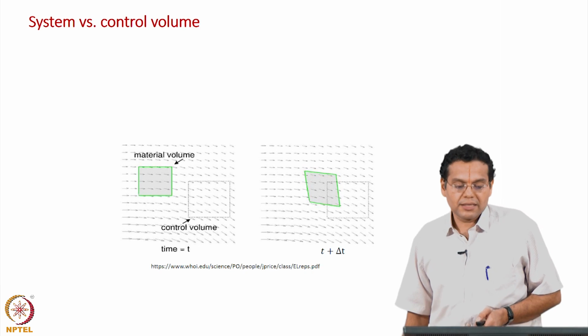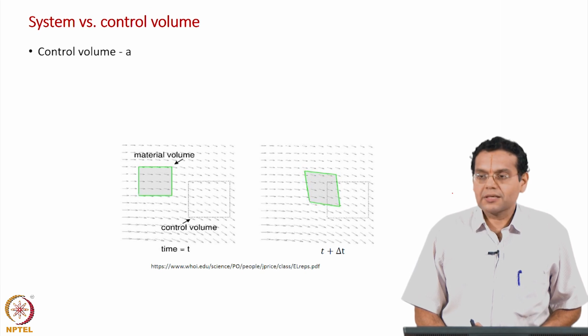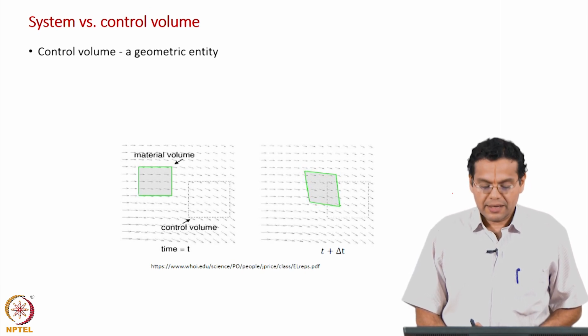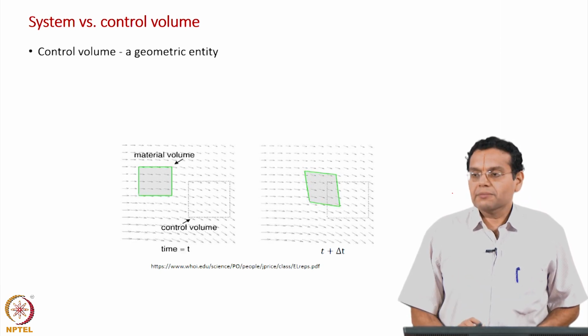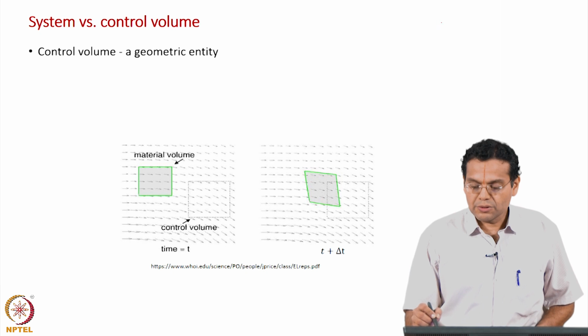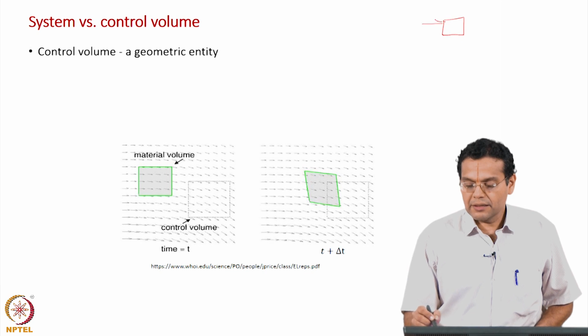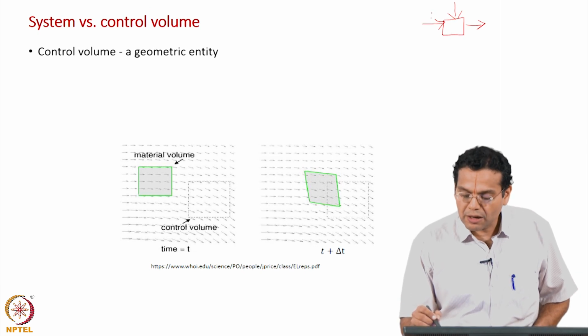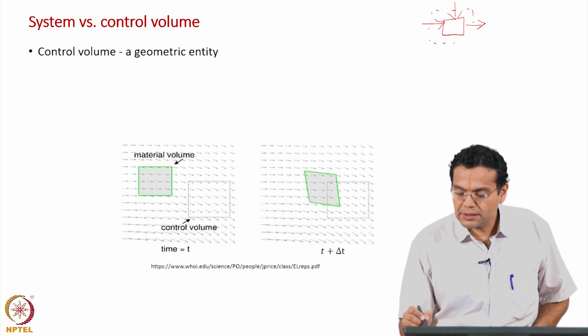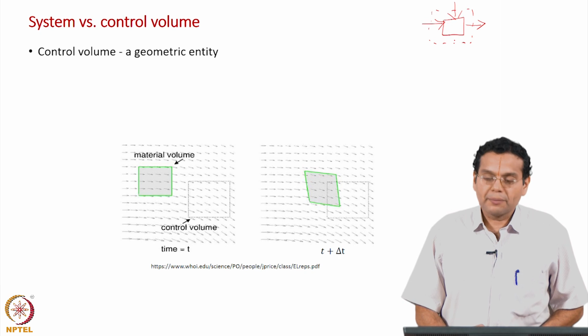Okay. Now, let us see what a control volume is. First, a control volume is a geometric entity. Why is it a geometric entity? Control volume is something you would have used very frequently in your process calculation course. For example, you would have taken a mixing tank, where two streams are mixed and you get a product stream, and then you would have drawn a dotted line around this mixing tank. That dotted line is nothing but a control volume. That is why it is a geometric entity.